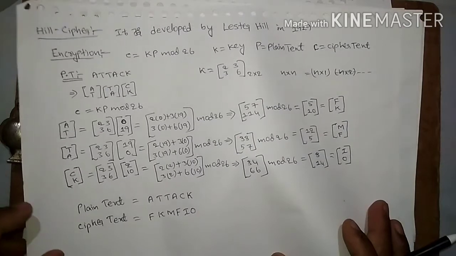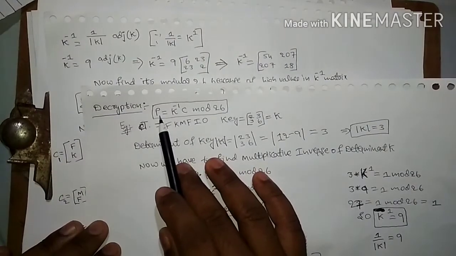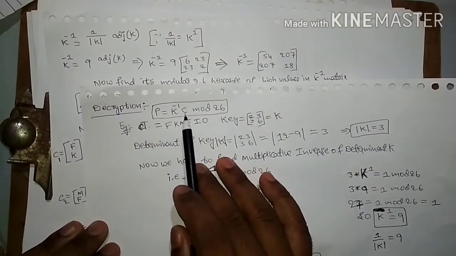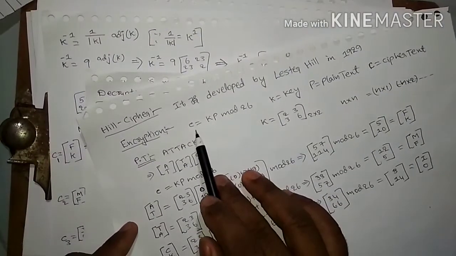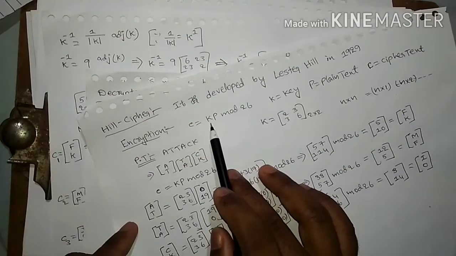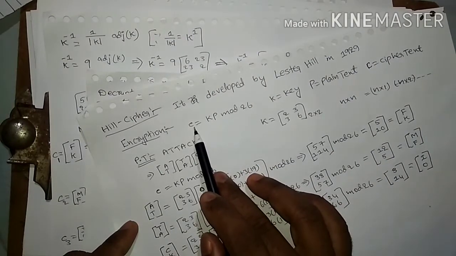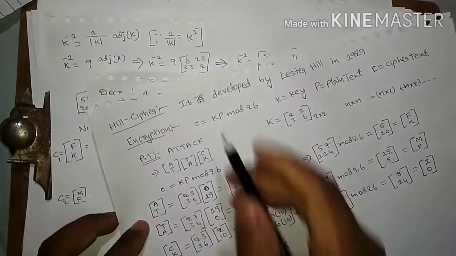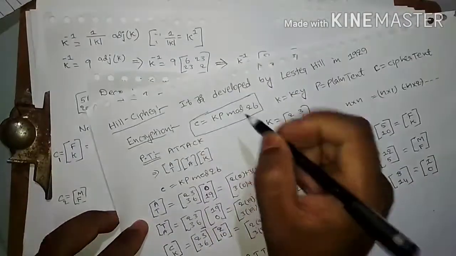How to perform decryption, let's see. The decryption formula is plain text equals K inverse into C modulo 26. For encryption, we generated ciphertext using the given plain text and key. The formula is C equals KP mod 26.